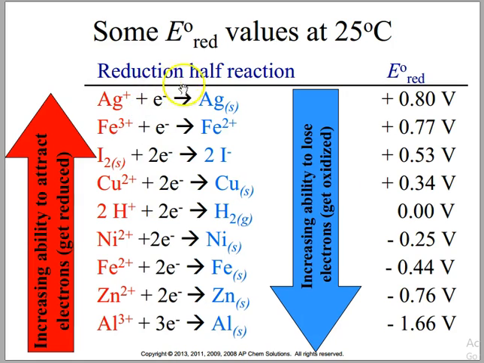All right. So reduction half potentials have an increasing ability to attract electrons. Okay, an increasing ability to attract electrons. So silver has a high ability to attract electrons. That potential energy difference is positive from the anode to the cathode. Okay, aluminum isn't interested in these electrons. Aluminum is stable as an ion, so that potential energy difference is negative from the anode to the cathode.